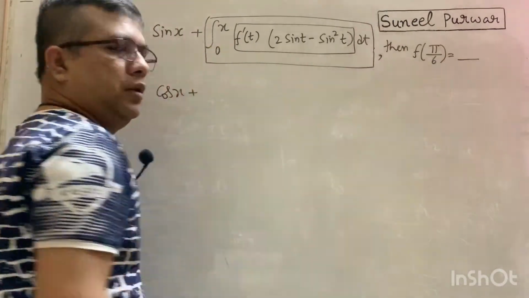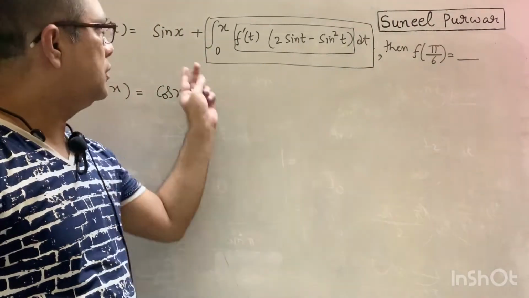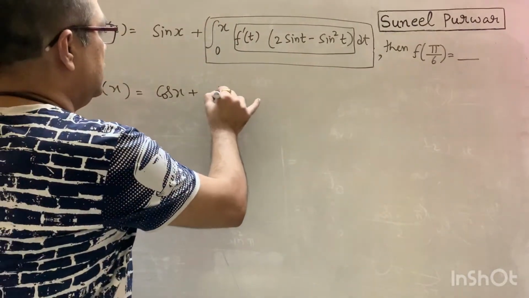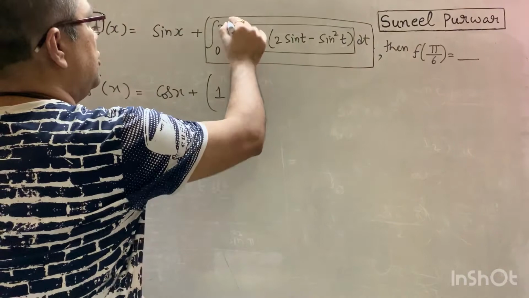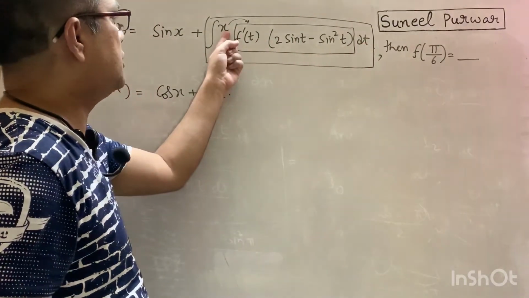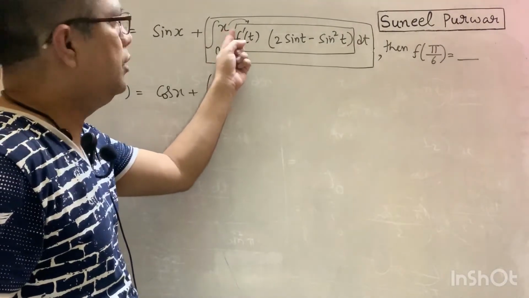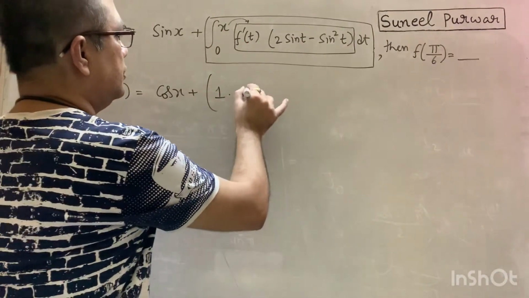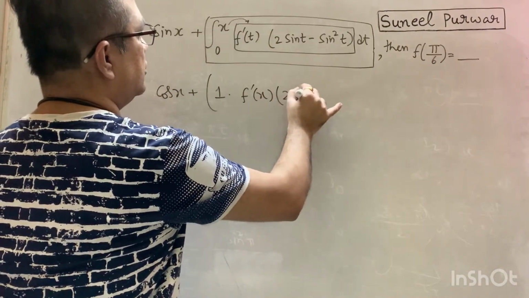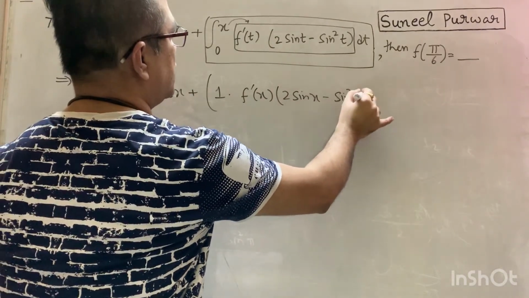So using that Leibniz rule of differentiation, write the derivative of this portion. Differentiate the upper limit, which gives you 1, and substitute the upper limit in place of t. This is dt, so in place of t you will substitute this quantity. So that becomes f dash x into 2 sin x minus sin square x.